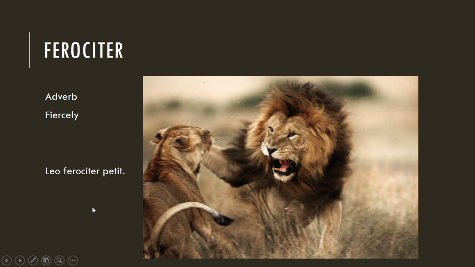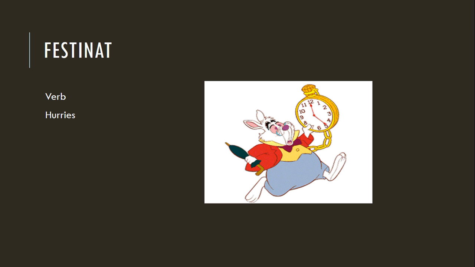Now remember, we talked about in Stage 5 that petit can mean a couple of different things, but here the picture clearly dictates that attack makes most sense. Festinat is a verb that means hurries. So in our picture, we see the cuniculus festinat. The rabbit is hurrying.